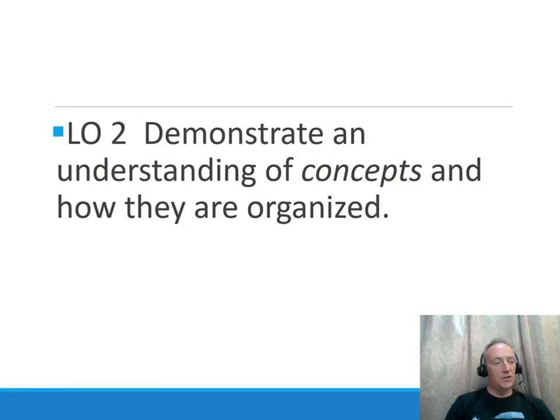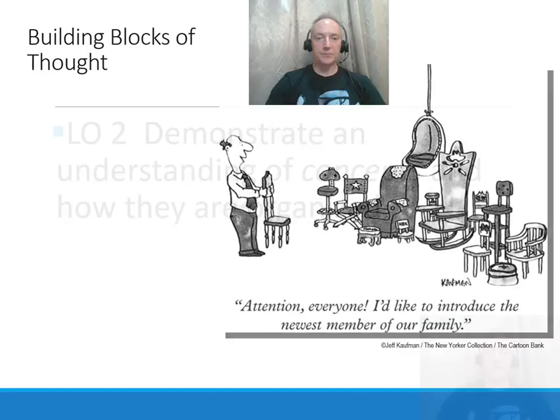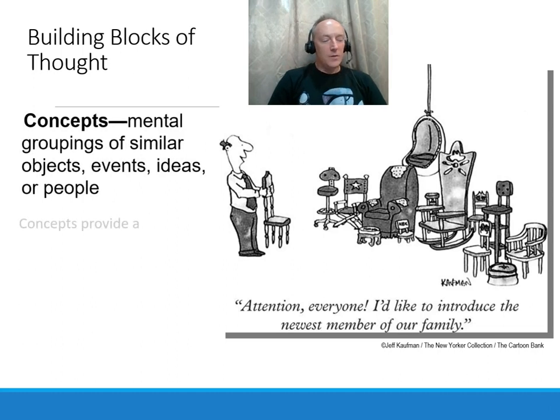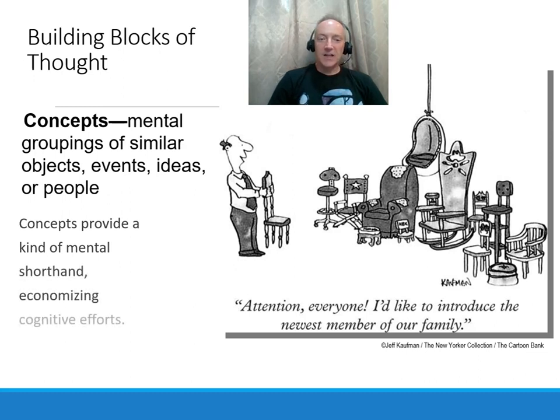The next objective is to understand what we mean by concepts and to know how concepts are organized. So we learned back in our perception chapter that the brain does not like random, that we are always looking for patterns and organizations. It applied to how we organize and interpret our sensory information. In this chapter, it also applies to how we organize our own thoughts, our own cognitions.